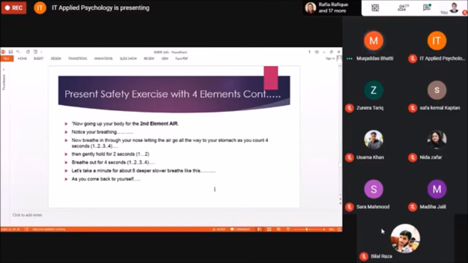After this, the next element is the air. The next step is to notice your breath. Noticing breath, and then you need to breathe in through your nose, letting the air go all the way to your stomach as you count 4 seconds. And then you need to hold it for 2 seconds and then breathe out for 4 seconds.